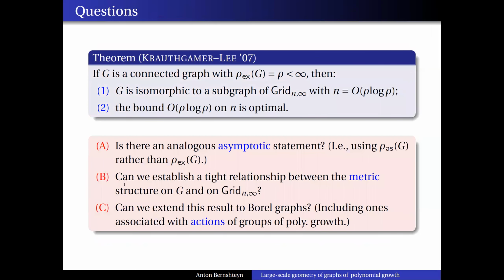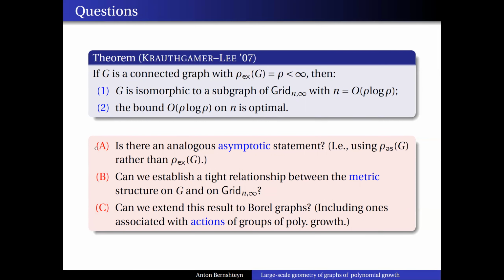Yeah, so let me summarize. These are the three questions we're asking, which are kind of informal, and I'll make them precise in the next slides. First, can we come up with an asymptotic statement in terms of asymptotic growth rate instead of the exact growth rate? Can we create a tighter relationship between the metric structure on the graph G and on the grid into which we're mapping it? And can we extend this to a class of graphs that tells us something about actions of groups of polynomial growth rather than just the groups themselves? The right context for this would be to talk about Borel graphs, which I will explain a bit later.